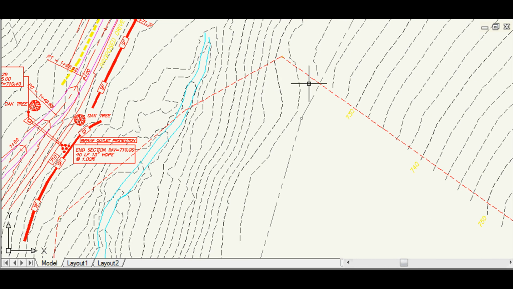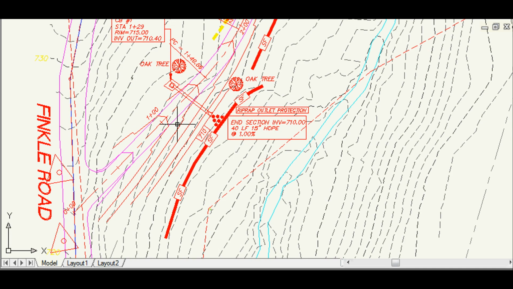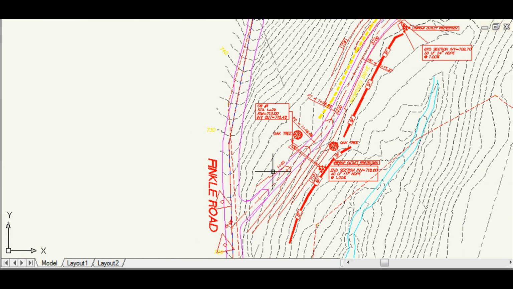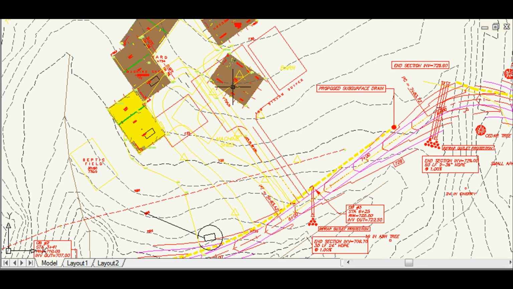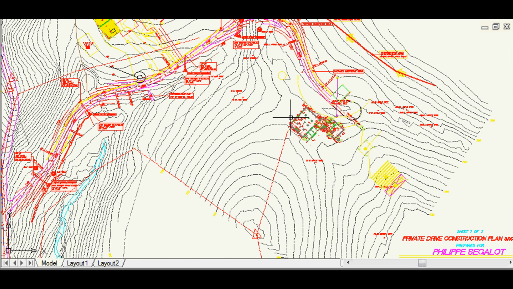So once we got past that slope there, obviously that's a slope from the topographic, right? We got down here and we had some stuff we had to shoot in. Like there's an oak tree here. There's a high density polyethylene pipe, 15 inches in diameter at a 1% grade, you know, that kind of stuff. And then a lot of these pieces are proposed buildings and structures and stuff.